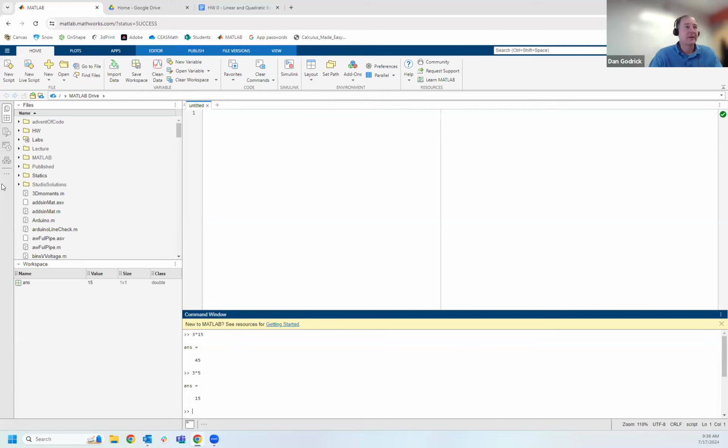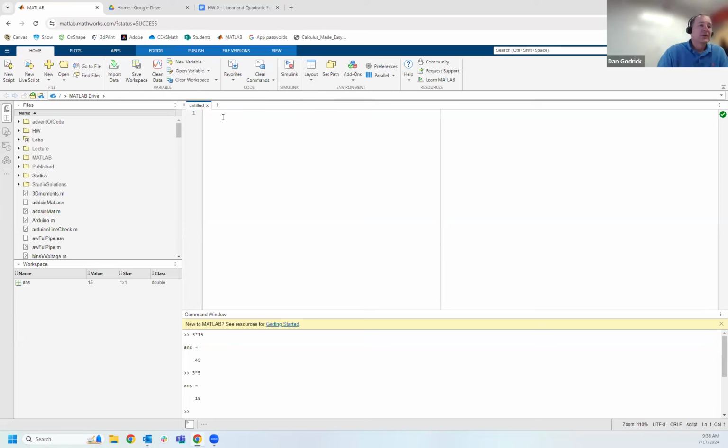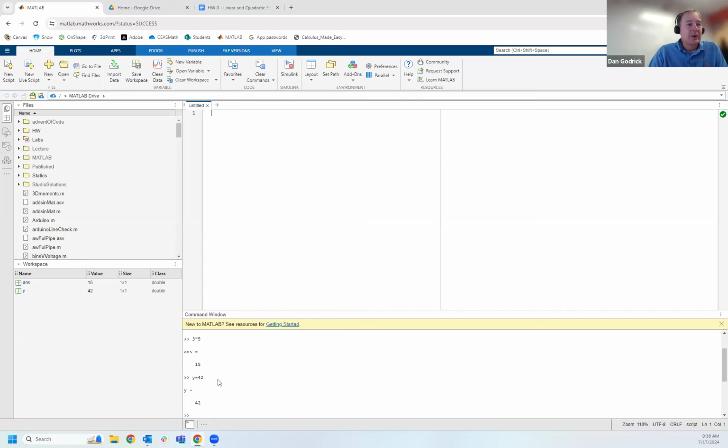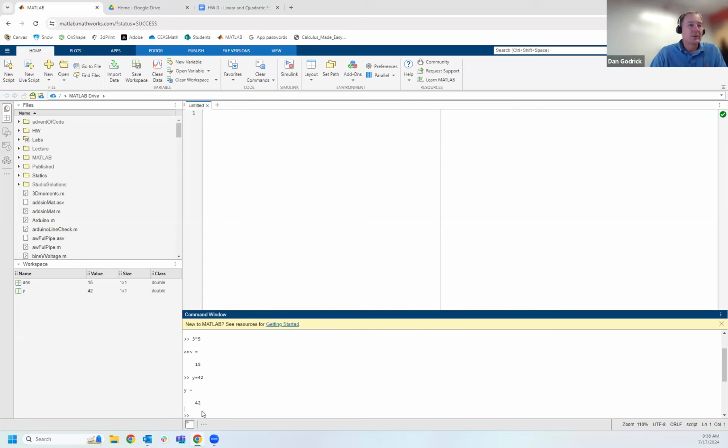All right, so we got our calculator. We have this area that says untitled, and in our command window, we can type in one thing like y equals 42. Oh, that's interesting. It says y equals 42, and now we can see what the workspace does, and that says we have this variable y, and it's 42. That's kind of nice. But we are only able to enter one command at a time in this command window, which can be very helpful.